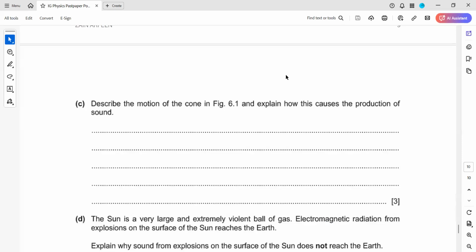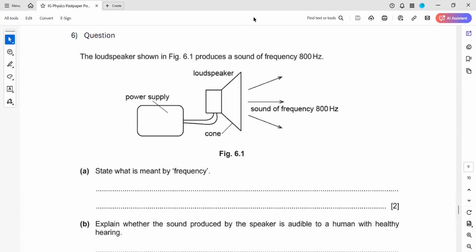Describe the motion of the cone in figure 6.1 and explain how this causes the production of sound. So how will this cone move? The cone of a loudspeaker will oscillate to and fro, or vibrate to and fro. As a result, it will collide with the air molecules. And when it collides with the air molecules, it will produce regions of compressions and rarefactions. So waves are produced. The vibration of the cone collides with the air particles, causing a vibration of the air particles and producing compressions and rarefactions.